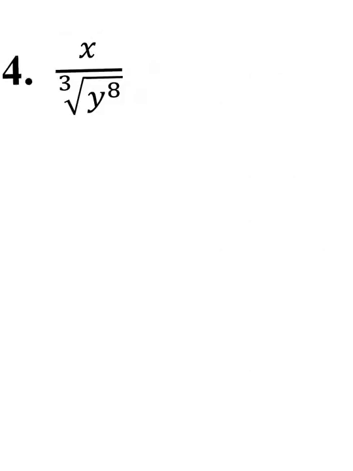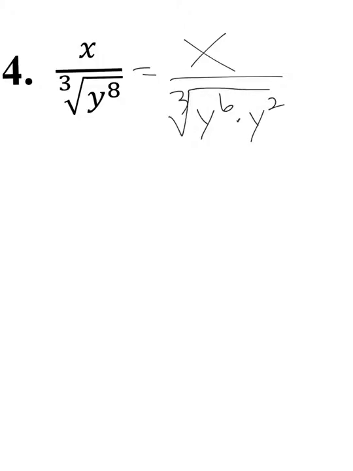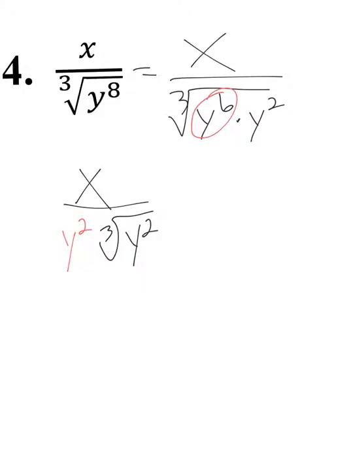The first thing you want to do is rewrite this as x over the cube root of, and then you've got to think factors of 3: 3, 6, 9, 12, or multiples of 3. So I'm going to use 6. y to the 6 times y squared. All right? Y to the 6 times y squared, well, this y to the 6, 6 divided by 3 makes 2. So I have x over y squared. That goes on the outside now. And then I have the cube root of y squared left over.